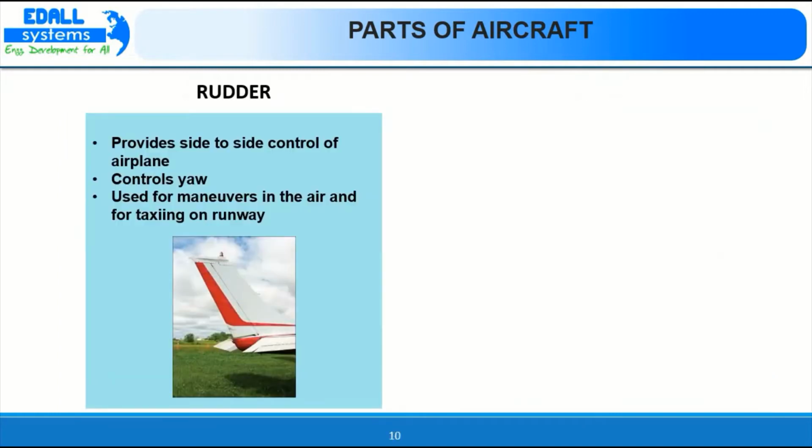Next we will see rudder. So rudder provides side to side control of an airplane, that is called yaw, and it is used for maneuvers in the air and for taxiing on the runway. So this is the vertical tail we can say. The side by side movement of this rudder will help to control the yaw motion during the flight. Also it is used for some of the maneuvers, and on the runway we can see with the help of rudder, aircrafts are taxied or they are parked at a certain location. When they have to move from one location to another or they have to take a turn, they will use this rudder on the ground to move the aircraft in a certain direction.